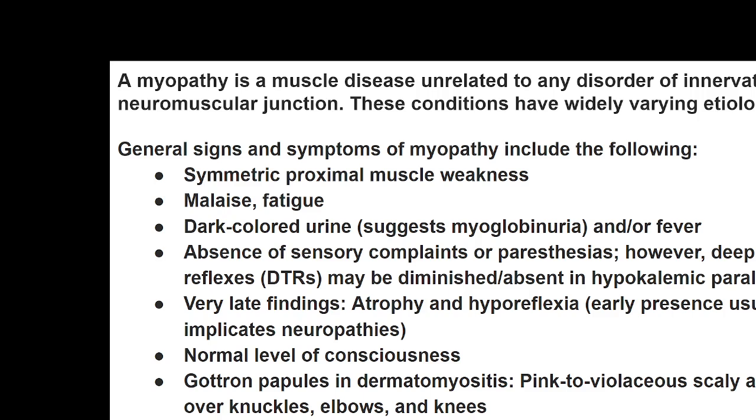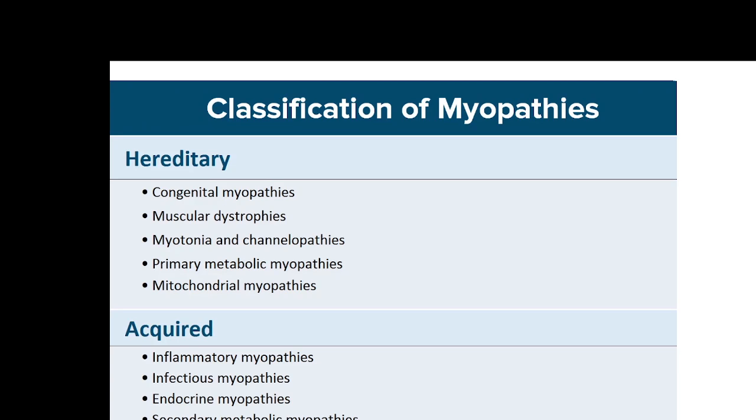Otherwise in myopathy, reflexes remain normal, and only in very advanced stages there could be atrophy or reflexes may be reduced. Consciousness is not affected, and the patient may have a papule-like swelling called Gottron papules, which present as pink to violet scaly areas over the knuckles in case of myopathy. That is about the clinical picture.